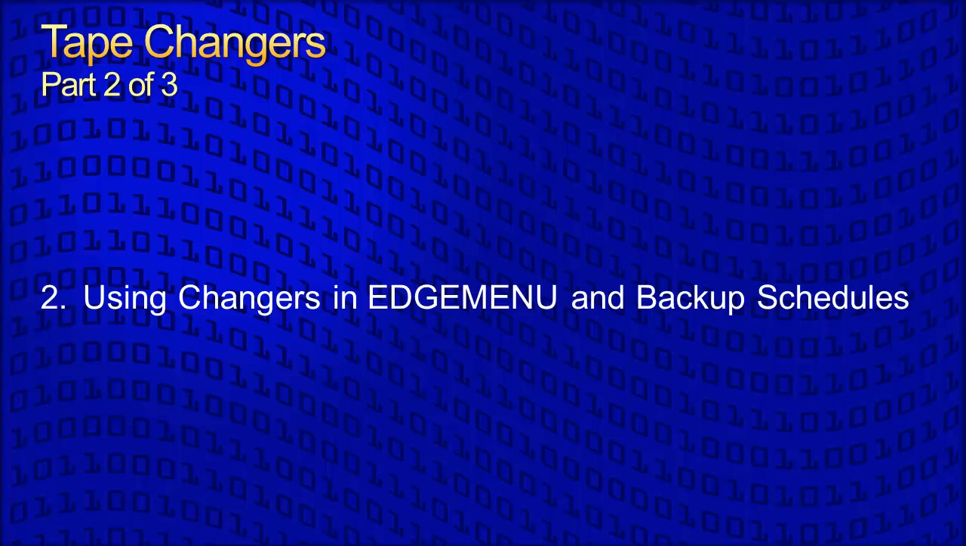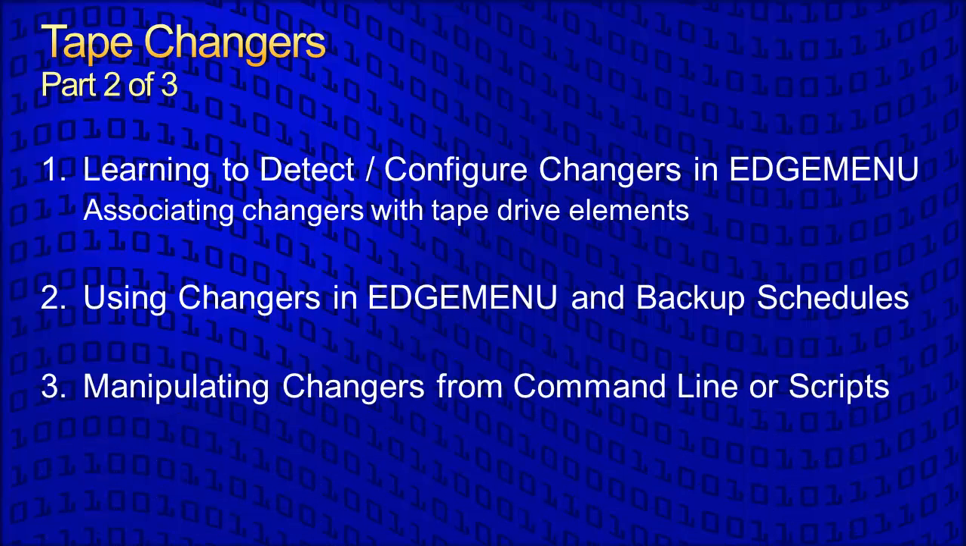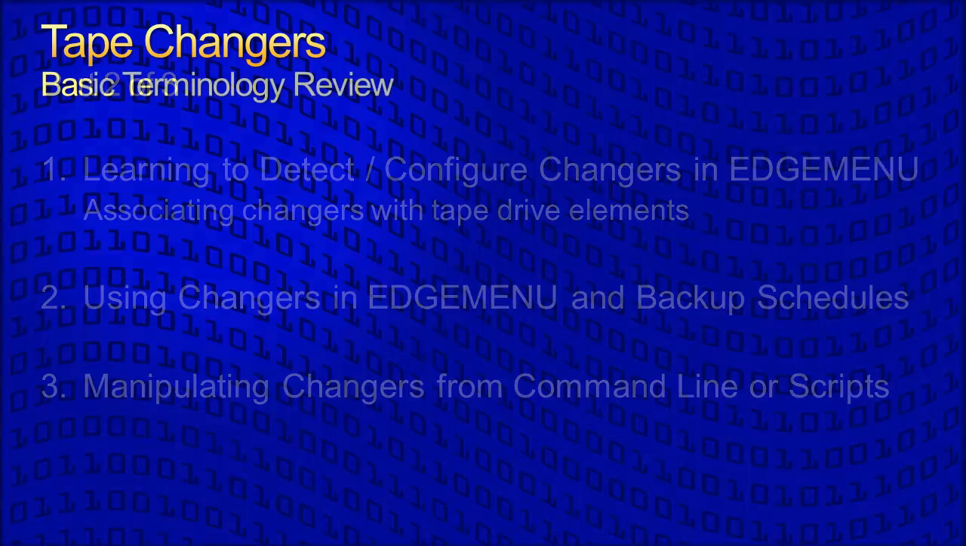Please note that this is part 2 of a 3-part lesson. The other 2 parts are separate videos covering learning to detect and configure changers in EDGEMENU and manipulating changers from the operating system command line or with user scripts and programs. While part 3 is optional and will be used by few, Microlite recommends taking the time to view part 1 and 2 of this lesson before attempting to configure and use a changer.